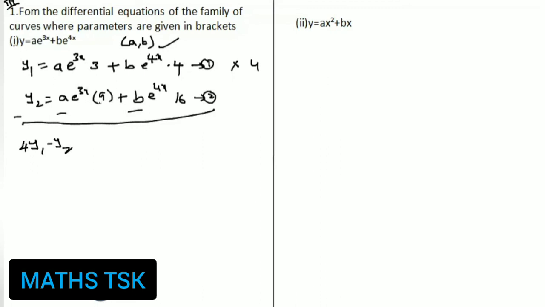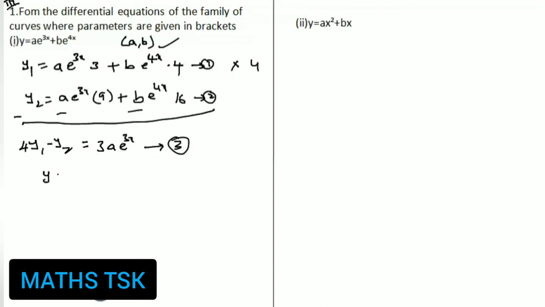12 minus 9 is 3a e power 3x. 16 minus 16 becomes 0. So 4y1 minus y2 is equal to 3a e power 3x. This is equation number 3.